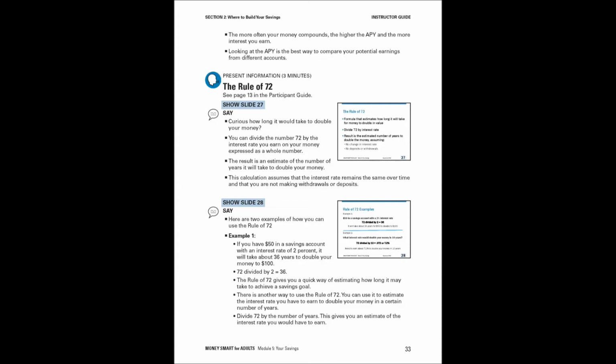Because if they know that their money can double after a certain amount of time, that could be a very, very good motivator. Now, there are two examples of how you can use the rule of 72 as shown on slide number 28. And in your instructor guide, it gives you the things to say around example number one. If you have $50 in a savings account with an interest rate of 2%, it's going to take about 36 years to double your money to $100 because you're dividing 72 by 2 and equals 36. So that's the first example, and you're showing that one.